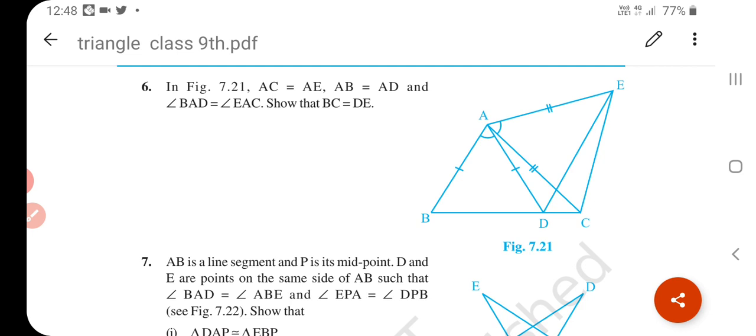Now in triangles ABC and ADE, AC is equal to AE, AB is equal to AD, it's given, and we have proved BAC is equal to DAE. So the two triangles are congruent to each other. If these two triangles are congruent, then according to CPCT, BC is equal to DE.